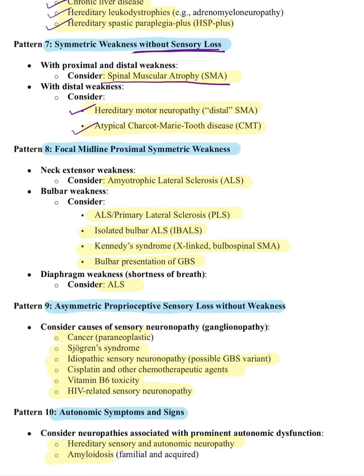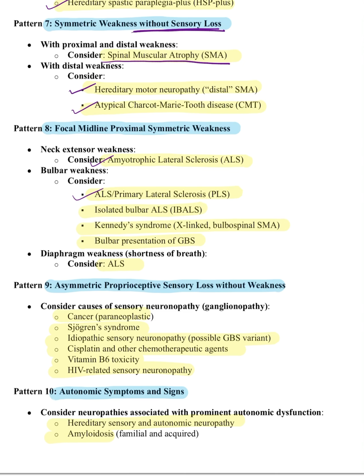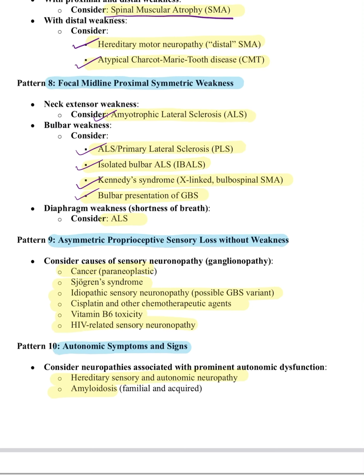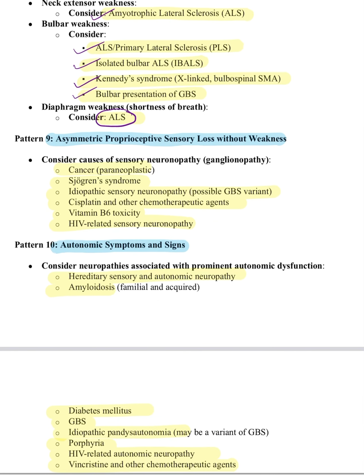Next is focal midline proximal symmetric weakness. If neck extensor weakness is present, that is a case of ALS. If bulbar weakness, we know ALS will have bulbar weakness: isolated bulbar ALS, Kennedy syndrome, that is X-linked bulbospinal muscular atrophy. Next is bulbar presentation of GBS. If diaphragm weakness is there, that goes towards an ALS diagnosis.